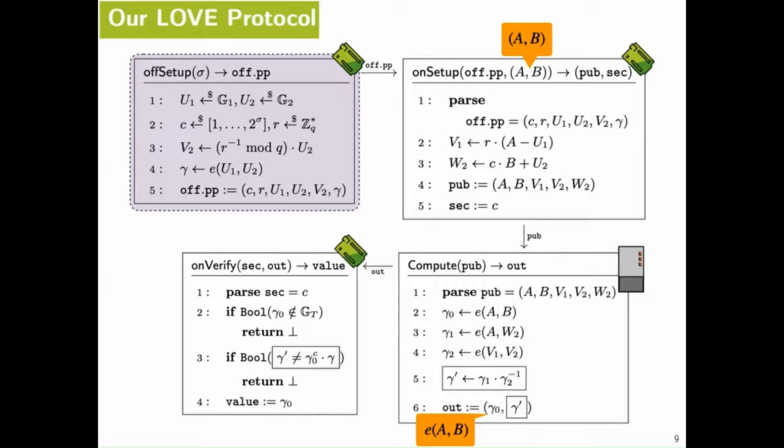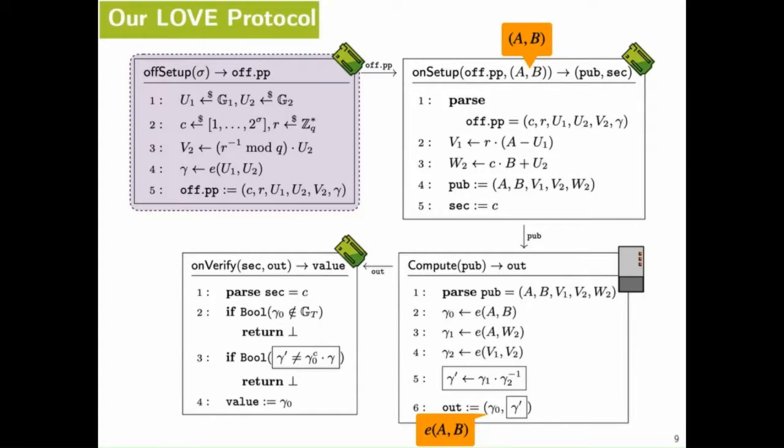And second, the length of our out string, output by the compute algorithm, is 1/3 shorter compared to Di Crescenzo et al.'s work. The second change we did is on the onVerify. First of all, because we are having one less group element to check, we will only need to do one membership testing. This is line 2, and not a second one, which is the case for Di Crescenzo et al. Actually, as I mentioned before, this GT membership testing was something that was discarded in the efficiency estimates of Di Crescenzo et al.'s work, and we instead showed that this is a fairly heavy computation.